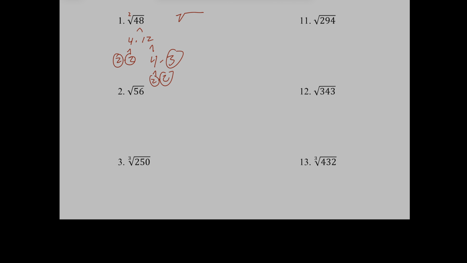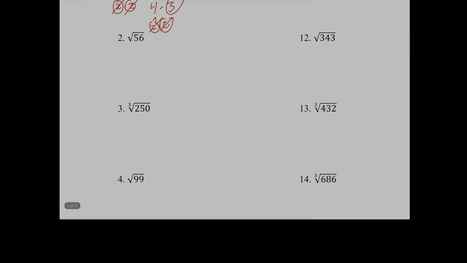I'm looking for pairs. Okay, boom, boom, there's a pair. Boom, boom, there's a pair. If you pull out more than one, you times them together. 3 doesn't have a pair, so he stays in. My answer is 4 root 3. Okay, let's look at 56.